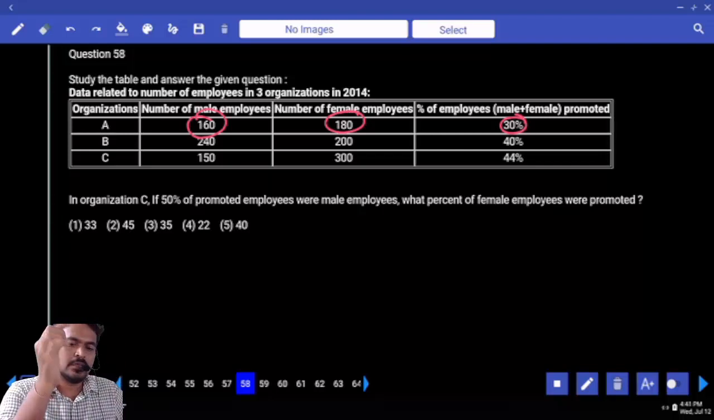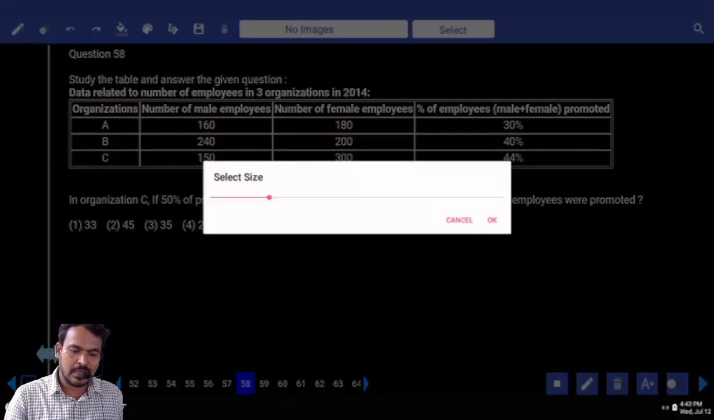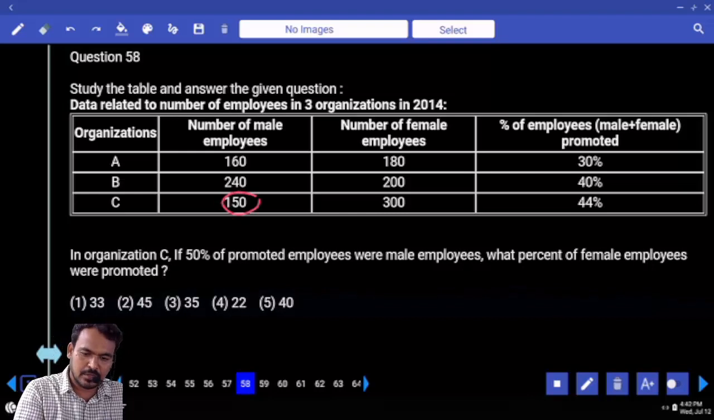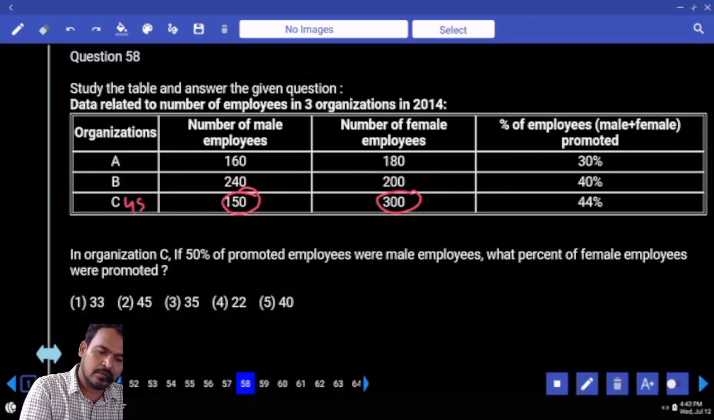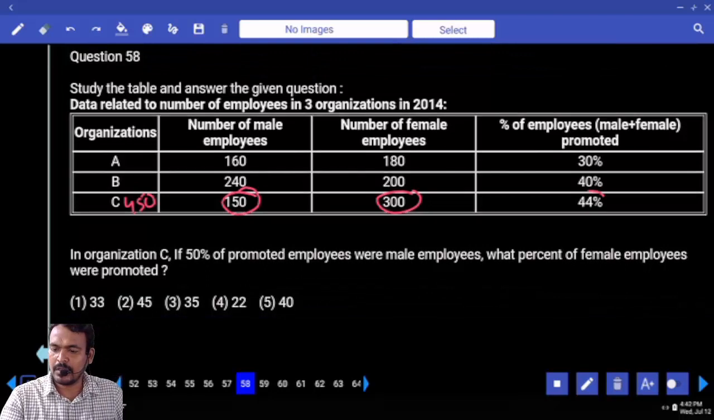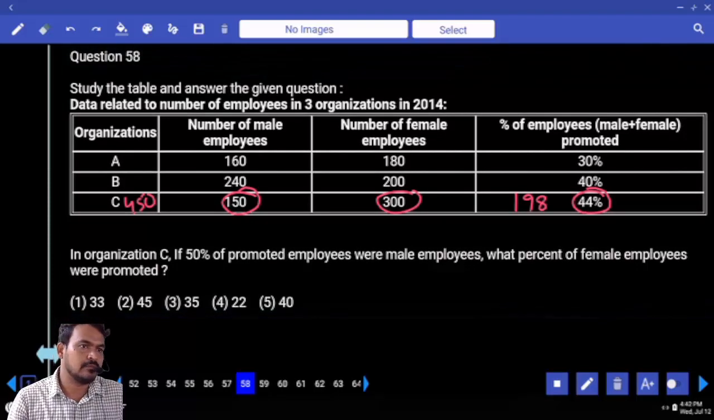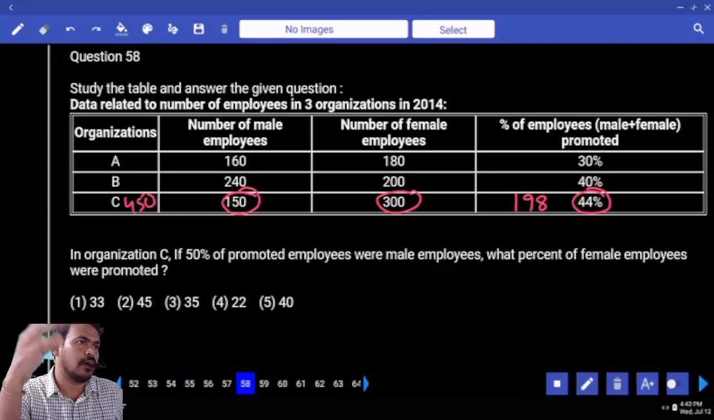Means not promoted is 70% of 340. Okay, for the first question: in an organization C, if 50% of the promoted employees were male employees, what percentage of the female employees were promoted? First, C total employees is 450. In that, 44% are promoted. What is 44% of 450? 40% is 180, 4% is 18, so total promoted value is 198. Out of 450, 198 are promoted.